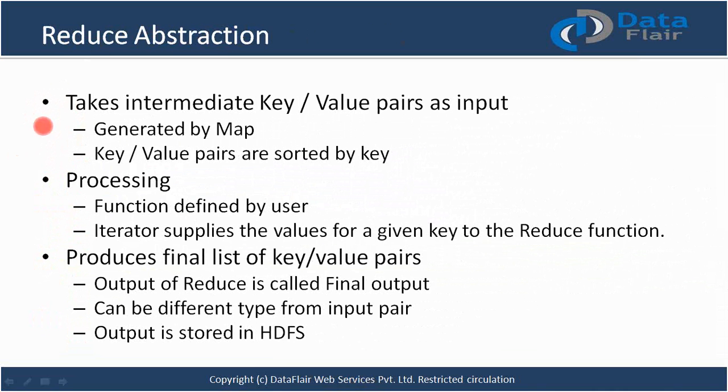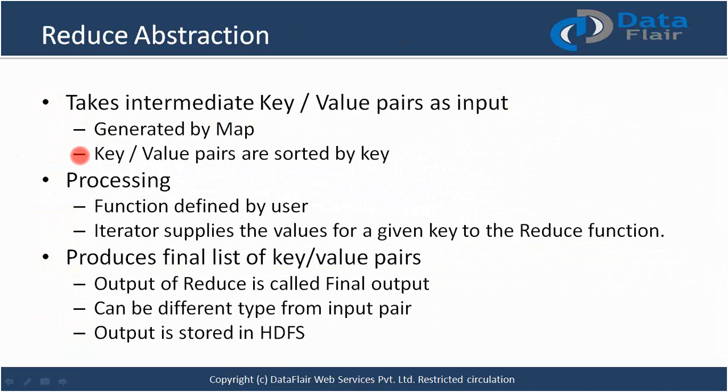Let me show you the reduce abstraction. Again, just theoretically I'm showing you, practically in the next few slides. Just be patient for the next few minutes. Reduce takes the intermediate key value pairs as an input. What do I mean by that? The input to the reducer is the output from the mapper. The intermediate key value pair that is generated by the map is given as an input to the reducer.